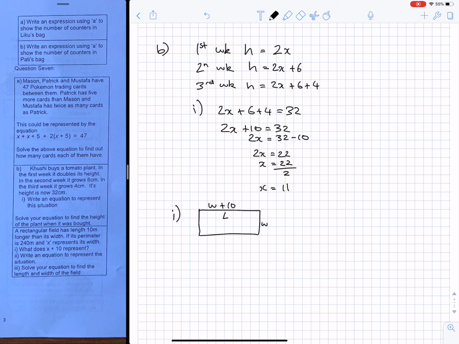Basically it's the same thing. Instead of w, you've got x, and that's x plus 10. So x plus 10 represents the length of the rectangular field.